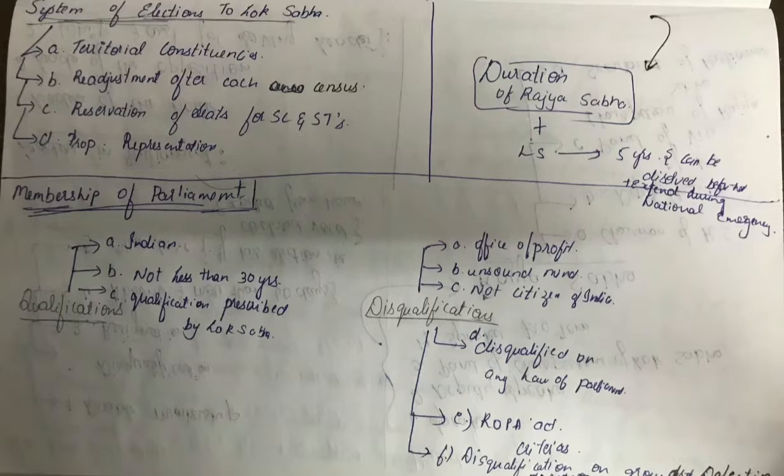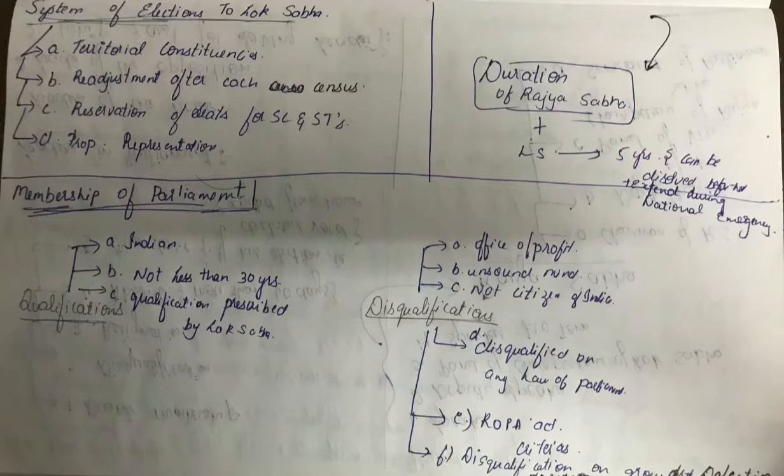Other disqualifications could be under a law of the parliament; if there are any upcoming laws, that can also be a basis for disqualification. We also have the ROPA, the Representation of the People Act, which mentions certain guidelines that need to be followed while applying or attempting for election. So those things also play an important role.